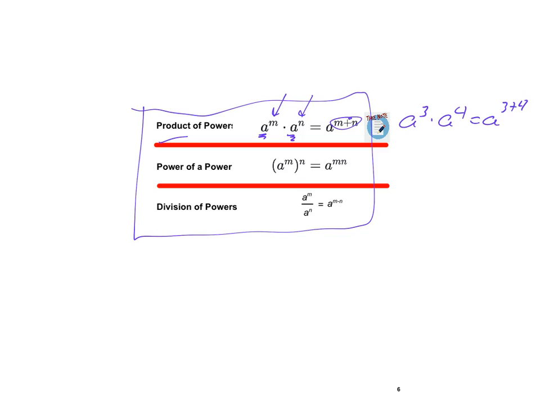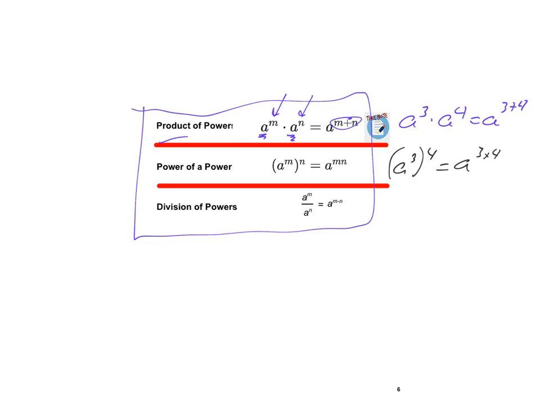Now the second one here is power of a power. So you can see this would be like a to the 3rd, but to the 4th. Now keep in mind that's like a to the 3rd times a to the 3rd times a to the 3rd times a to the 3rd. So this is a little different. This is actually a to the 3 times 4, or a to the 12th. So power of a power is different than just multiplying with the product of a power.